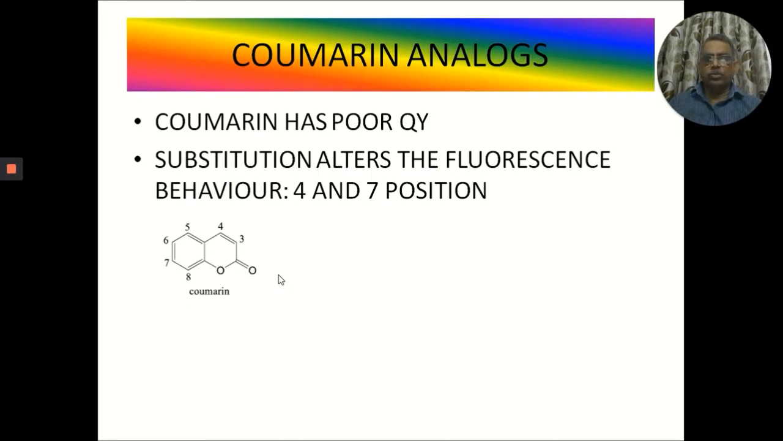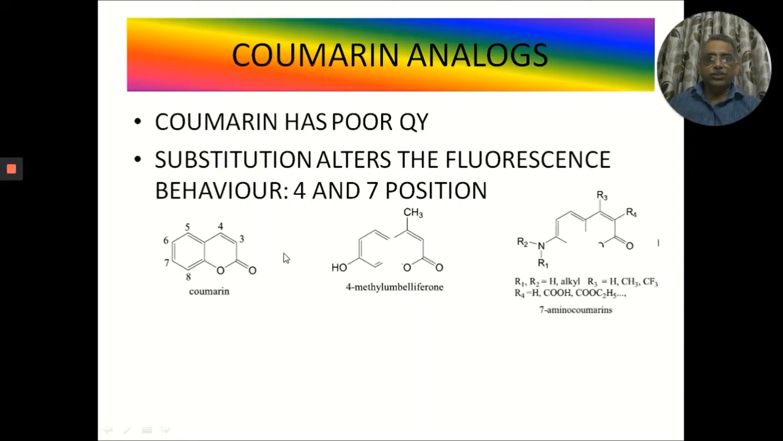The same molecule, if you make substitutions in the 4 and 7 positions, we already said that when you have acceptors and donors, you cannot predict your property. Now you can see that with the 4 and 7 substitution, an electron donating group, this molecule, 4-methylumbelliferone, is strongly fluorescent, and otherwise substituted coumarins are fluorescent. You can also look at the 7-amino coumarins, where different functional groups can be substituted.